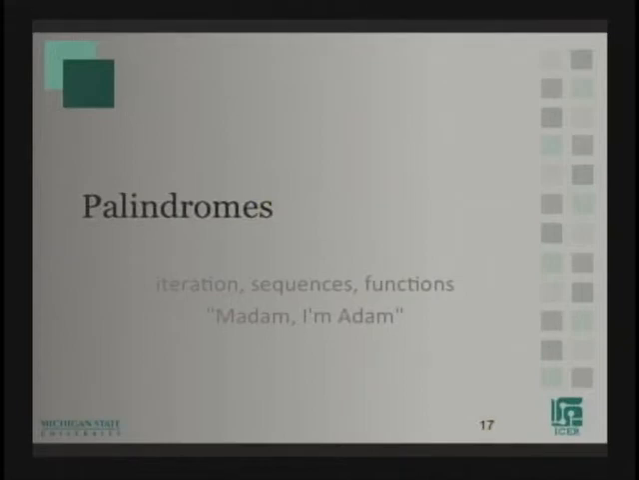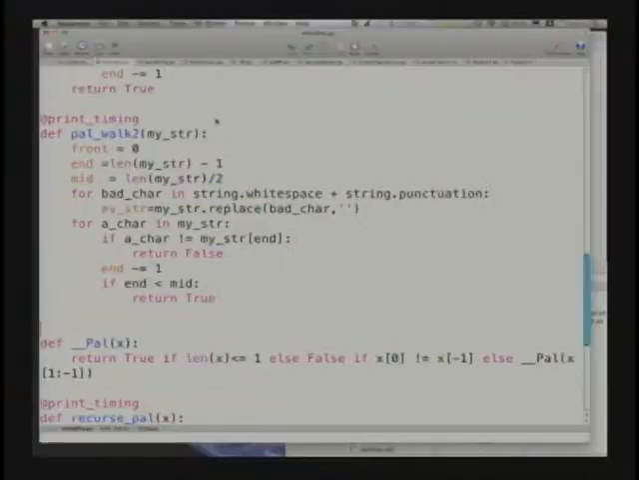Palindromes. Madam, I'm Adam, right? But when you do palindromes, there's some things you don't do. You don't pay attention to capitalization, you don't pay attention to spacing, you don't pay attention to punctuation. So when you're doing palindromes, you want to strip those things out so that you can compare the sequences to say whether the order of the letters is the same forward and backwards, right? So here is a bunch of different ways to do palindromes, and this is my way of showing you functions.